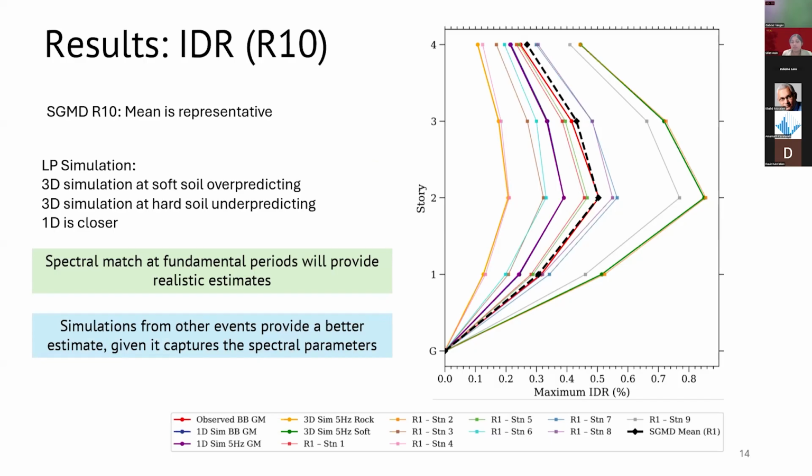And to answer our second question, which is if we want, let's say for Loma Prieta responses, do we need Loma Prieta simulation? Well, the answer is not really. We can use the SGMD simulation from the same region to generate spectral matches.